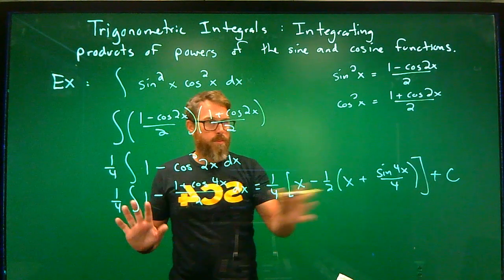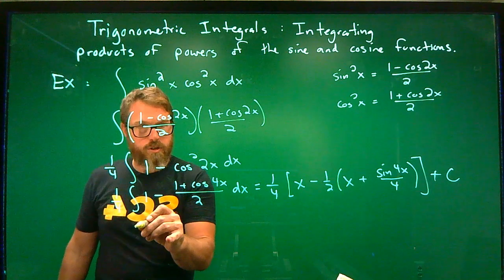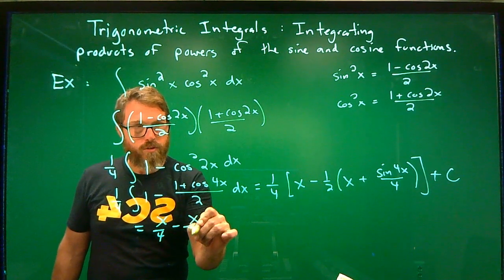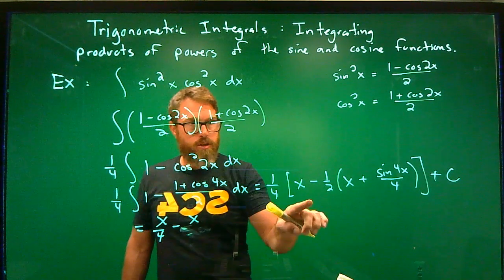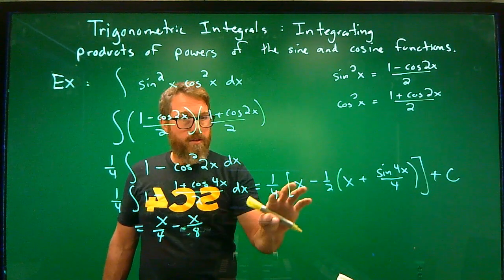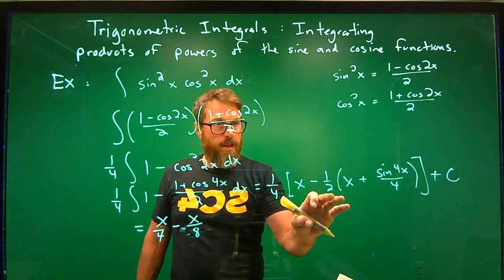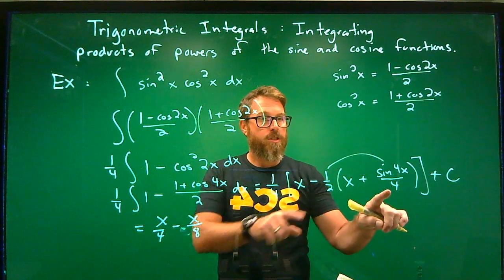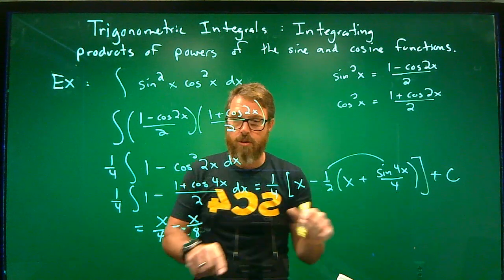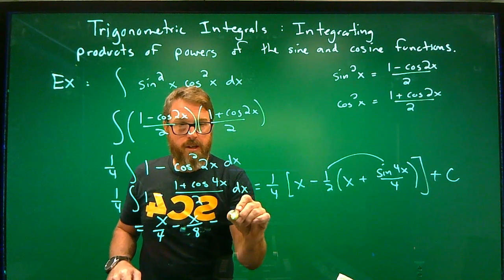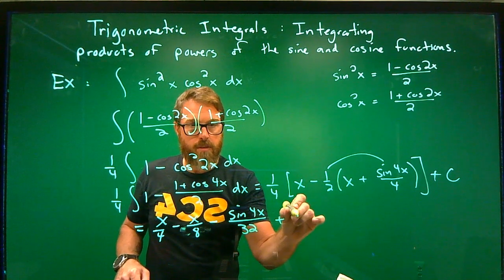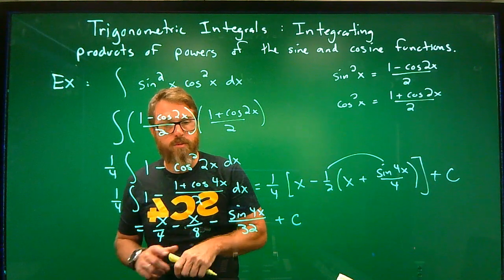So I can distribute this through and make it look a little bit nicer. So this is going to be equal to x over 4 minus x over 2. That's not right. X over 4, this is going to be minus x over 8, 4 times 2. And when I distribute this here, this is going to be the sine of 4x over 8 times another 4 is going to be 32 with that minus. So minus the sine of 4x all over 32 plus c. And that is our antiderivative.